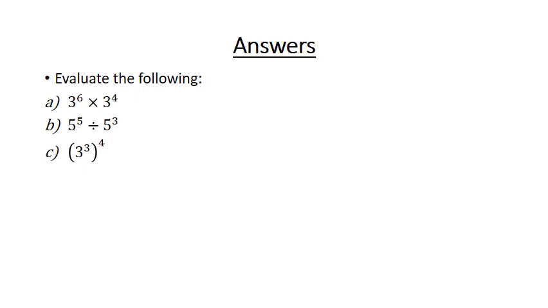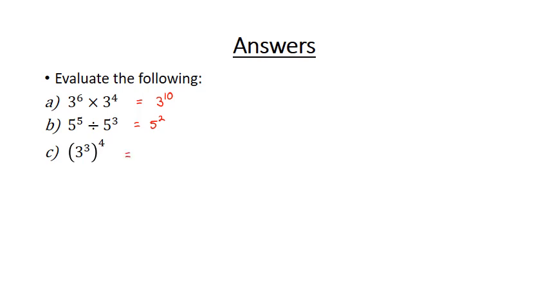In our first practice question, evaluate the following simply means just tell me what the answer is. Here we've got the base numbers of 3, so we know our answer is going to have a base number of 3. We're multiplying the base numbers, so we add the indices, which gives us 3 to the power of 10. In our second question, we have a base number of 5. We're dividing the base numbers, so we take away the indices. Therefore, we get 5 to the power of 2.